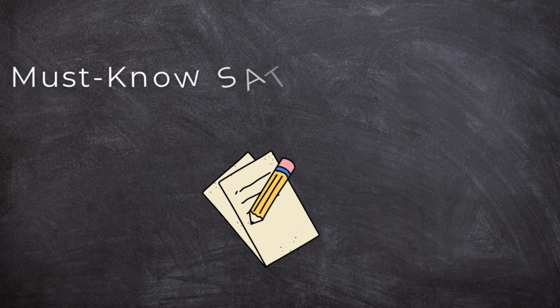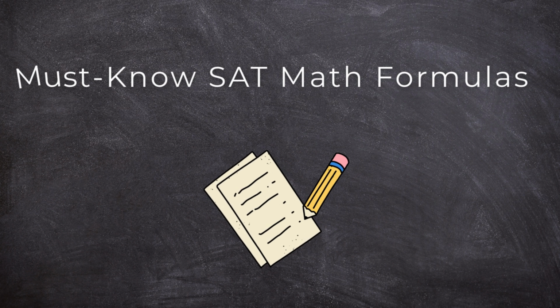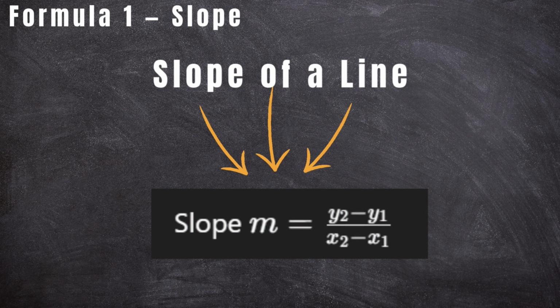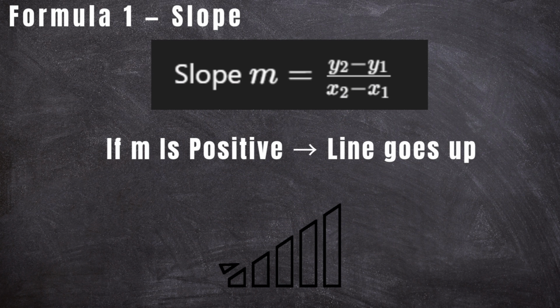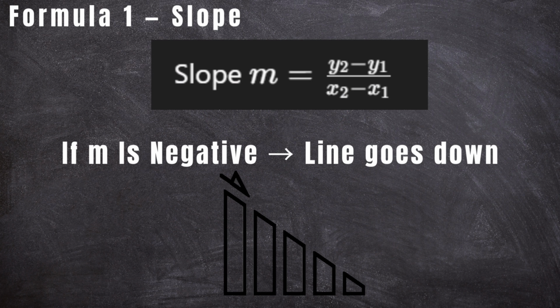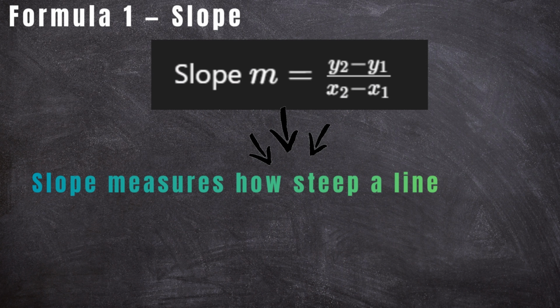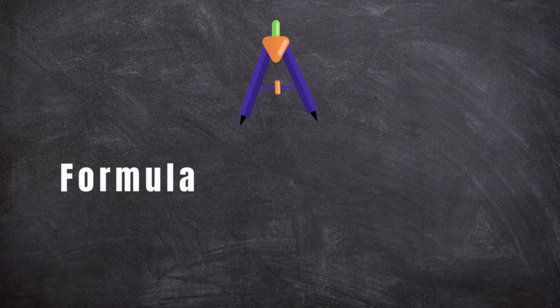Let's start with must-know formulas that will help you in the math section. Formula 1: algebra is the biggest part of SAT Math, so master it well. Linear equations: you will solve forms like ax plus b equals c and y equals mx plus b. Slope means rate of change. The slope formula is m equals (y2 minus y1) divided by (x2 minus x1).